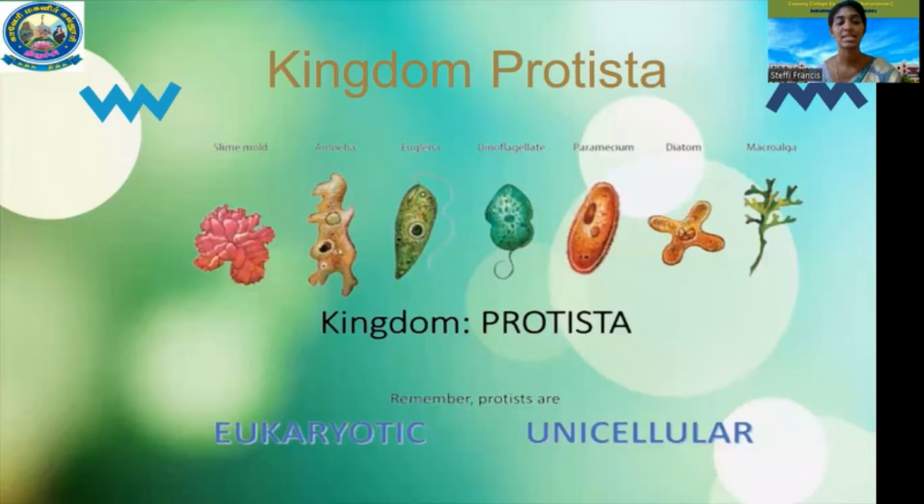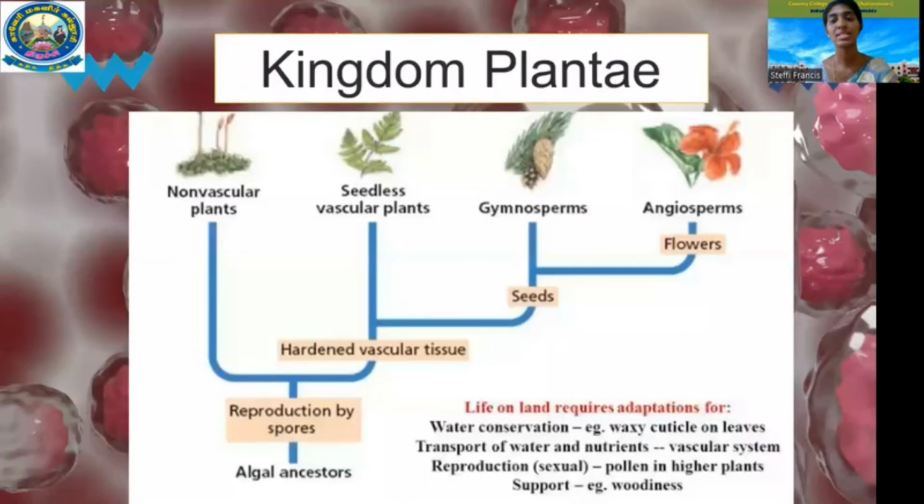Now let us discuss kingdom Protista. The kingdom Protista includes organisms which have characters of both plants and animals. The examples include slime molds, amoeba, euglena, dinoflagellate, paramecium, diatom and microalgae. Remember, the Protista are eukaryotic and unicellular organisms. Now let us discuss the kingdom Plantae.